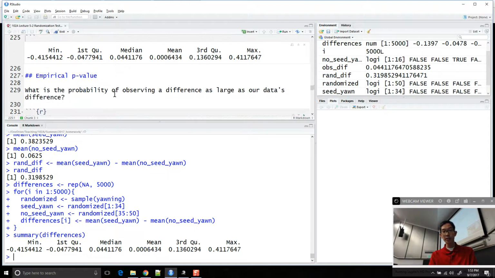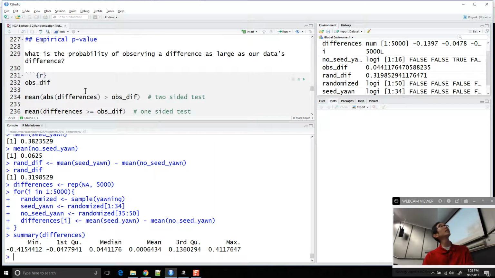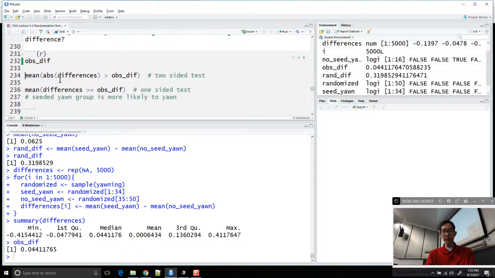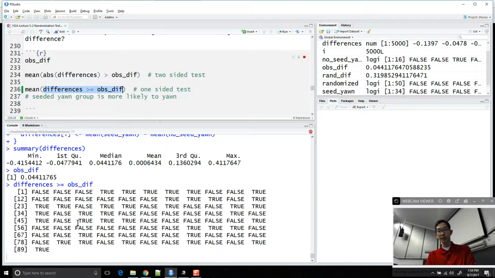Let's try to get our empirical p-value. Keep in mind, the difference that we observed was a difference of 4%. What we want to know is, of the 5,000 randomized differences that we got, how many of them were as large as or greater than the observed difference that we have. So here I'm going to just throw it in here: differences greater than or equal to our observed difference.